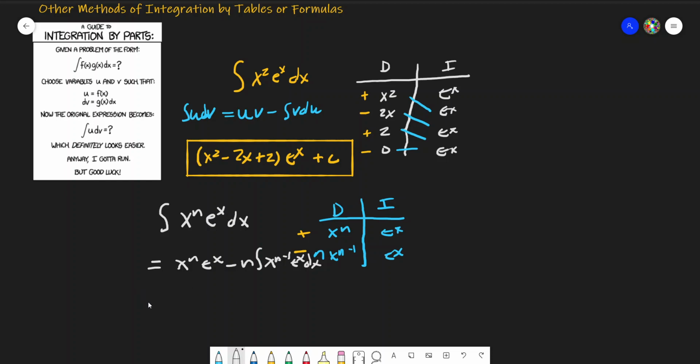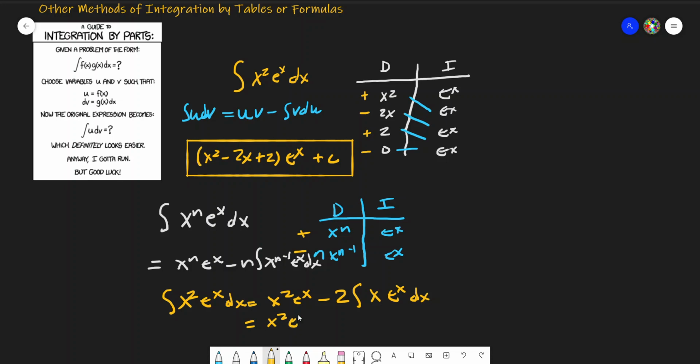So in any case, look at how we would apply this formula for the x squared e to the x using the one that I just derived, still using integration by parts. So x squared e to the x dx equals x squared e to the x minus, well, the power is 2, so we have 2 times the integral of x to the 1, because 2 minus 1 is 1, times e to the x. But notice that you still have another integral by parts. So in that case, that means that we have to do it again.